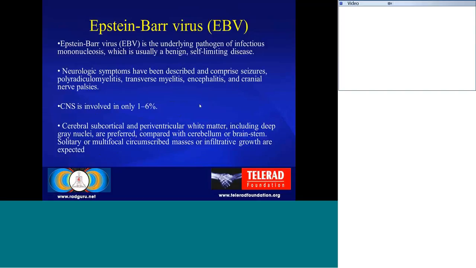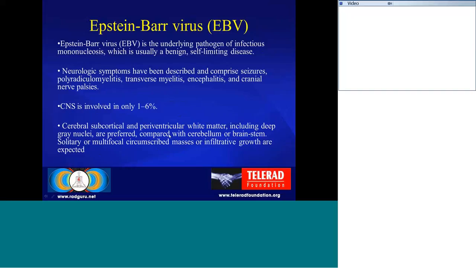So coming to the other type of virus which affects the brain, the Epstein-Barr virus. It's the underlying pathology of infectious mononucleosis, which is a benign self-limiting disease. Neurological symptoms have been described and comprise seizures, polyradiculomyelitis, transverse myelitis, encephalitis, and cranial nerve palsies. In the Epstein-Barr virus, only the CNS is involved in 1 to 6% of patients. The lymph nodes are involved.